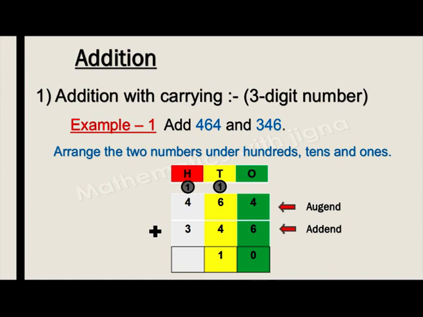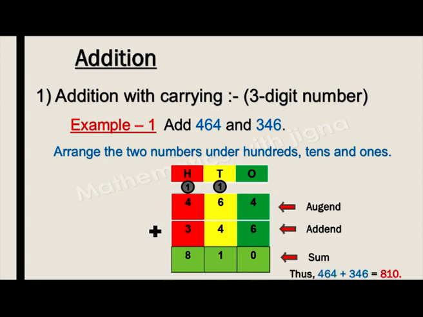Then move to step 3. Add the digits at the hundreds place. 4 plus 3 plus 1 which we carried over. So it's equal to 8. So write 8 in the hundreds place. So 810 is the sum of these two numbers. Thus we can say that 464 plus 346 is equal to 810.